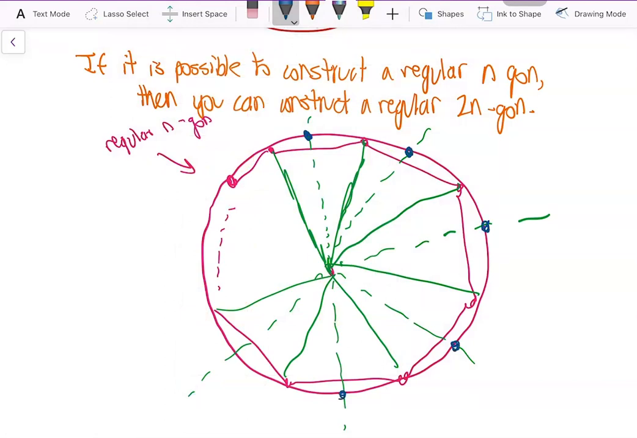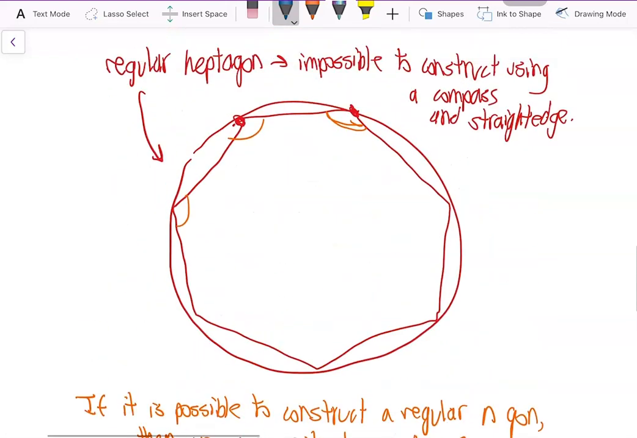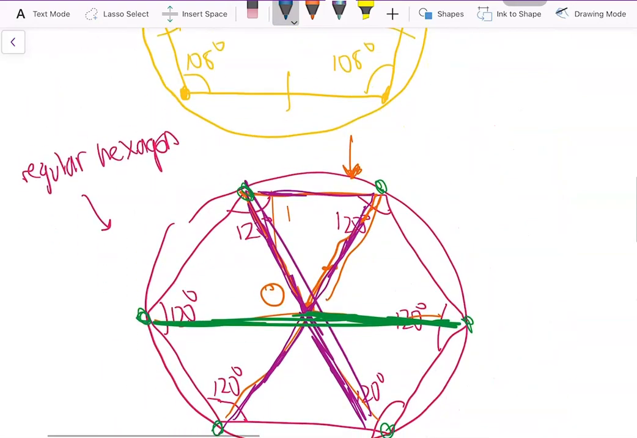And now it turns out all these new points I make, if you combine the new points with the old points, they're all equidistant, or equally spaced around the circle. So in fact, you can convert a regular n-gon into a regular 2n-gon by bisecting all the angles at the center of the circle. So it turns out, if you can construct a regular n-gon, you can construct a regular 2n-gon. And an example is the hexagon.